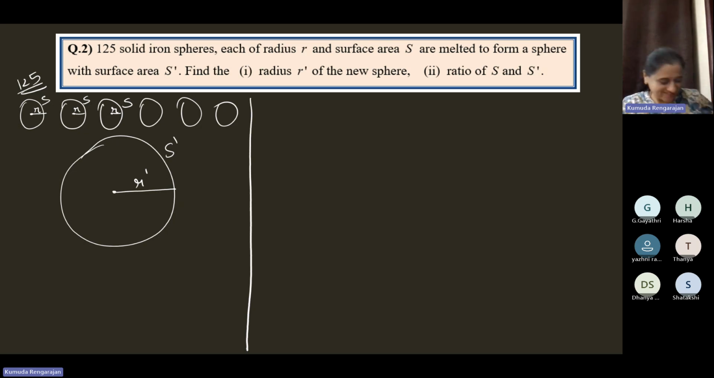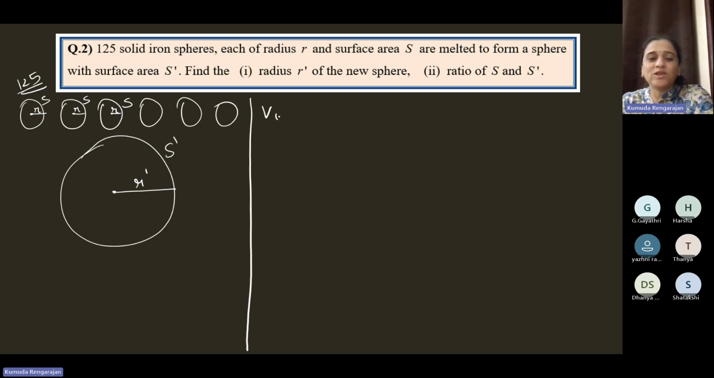Okay. So 125 spheres are melted and made into one big sphere, right? So the volume of all these 125 spheres will be equal to the volume of that one big sphere. That's the equation we need to write first.